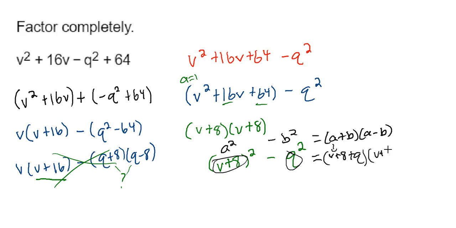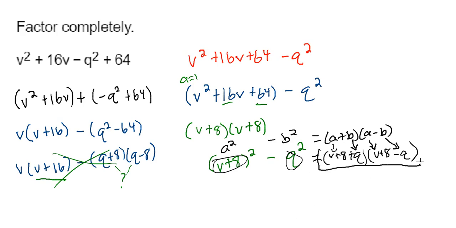Instead of a, we'll have v plus 8. And instead of b, we will have q. I'm doing a really bad job drawing these arrows, and I apologize for that. Let's try that again. All right. So that's how you get the answer there.